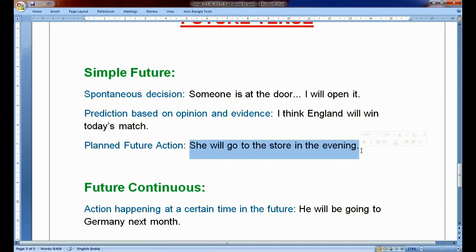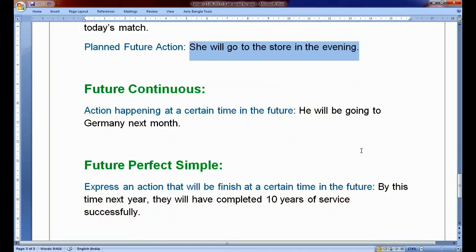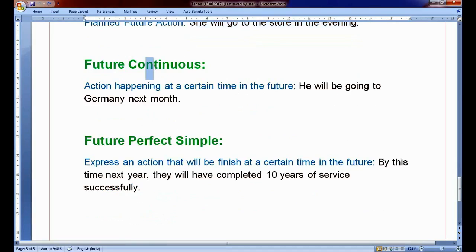Now let us talk about the future continuous. The future continuous talks about an action which will happen at a certain time in the future, but you know of it from now. Example, he will be going to Germany next month. So although he will be going to Germany next month, you are aware of his plan from this month itself.